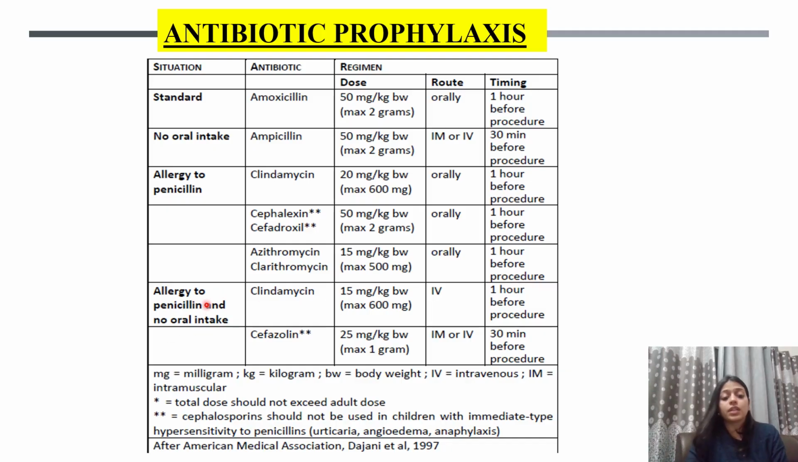And if they are allergic to penicillin and oral intake is also not possible, in such cases clindamycin can be given IV. The dose remains the same, 15 mg per kg body weight, but IV 1 hour before the procedure, or cefazolin 25 milligram per kg body weight, IM or IV 30 minutes before the procedure.